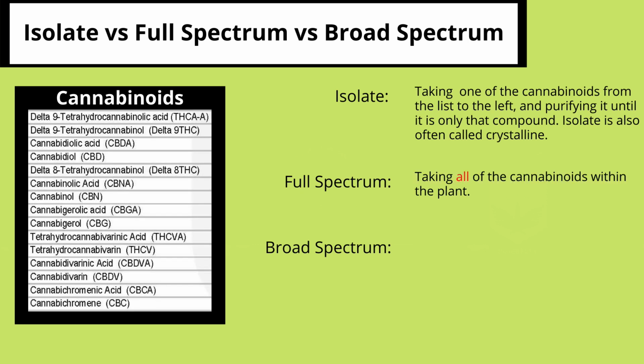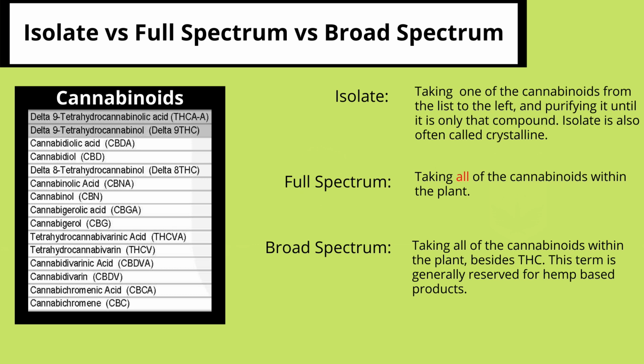Now for full spectrum. It is the opposite of an isolate, and it takes up all of the cannabinoids and all of the terpenes within the plant, and uses them. However, this also includes THC, which cannot be found within hemp products. Finally, broad spectrum takes all of the cannabinoids besides THC. These products generally include terpenes, however, they can go without as well.